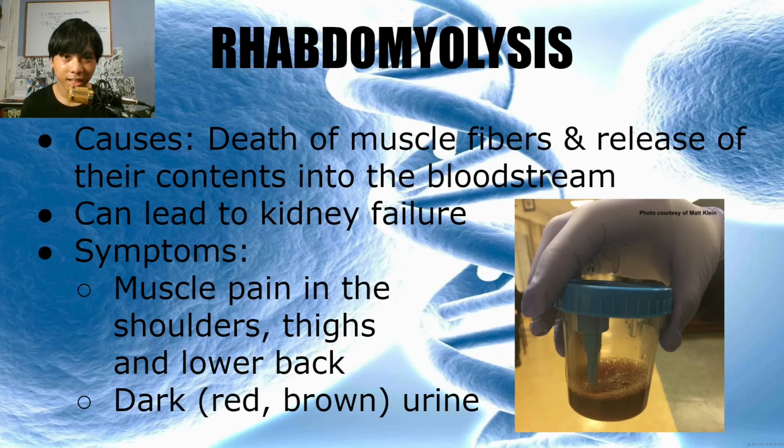This disease, rhabdomyolysis, can lead to kidney failure. The symptoms of rhabdomyolysis are muscle pain in the shoulders, thighs, and lower back. And of course, dark urine, colored red or brown.